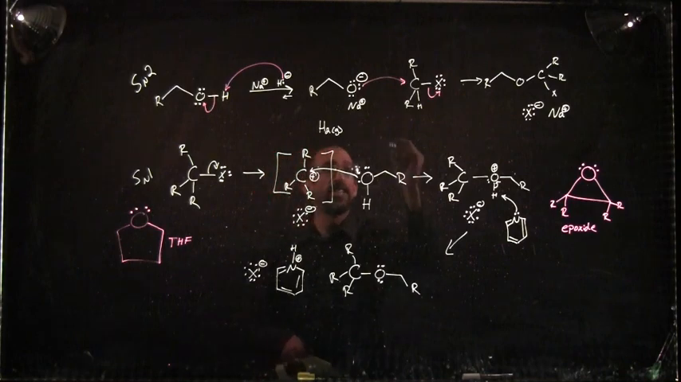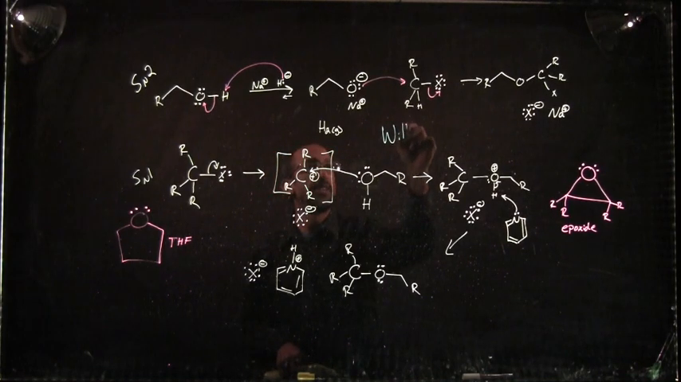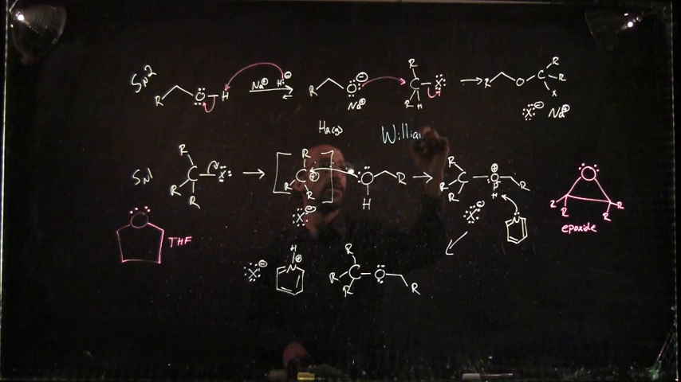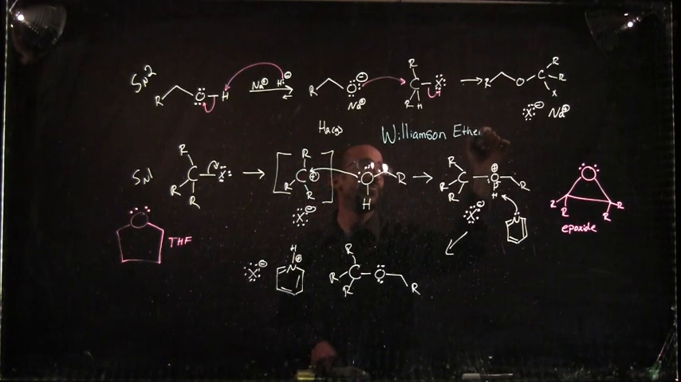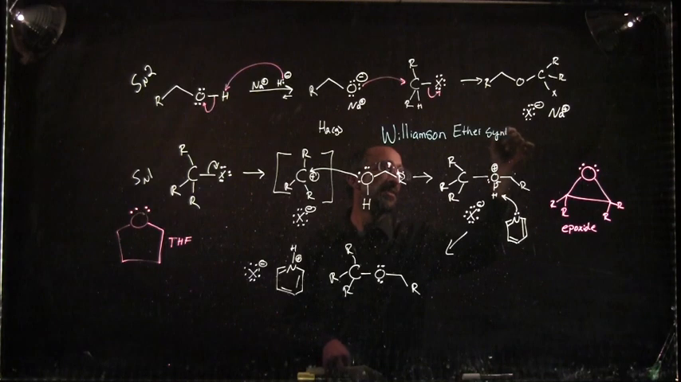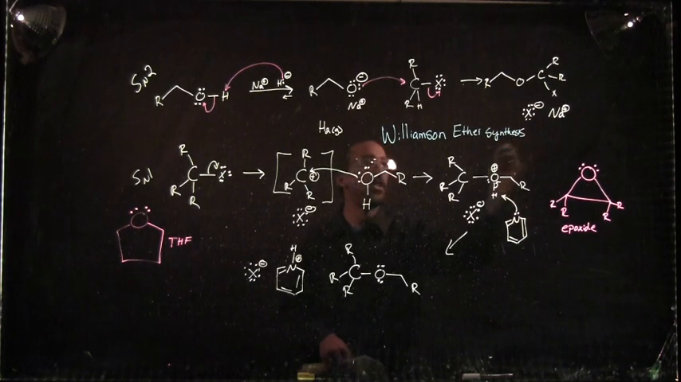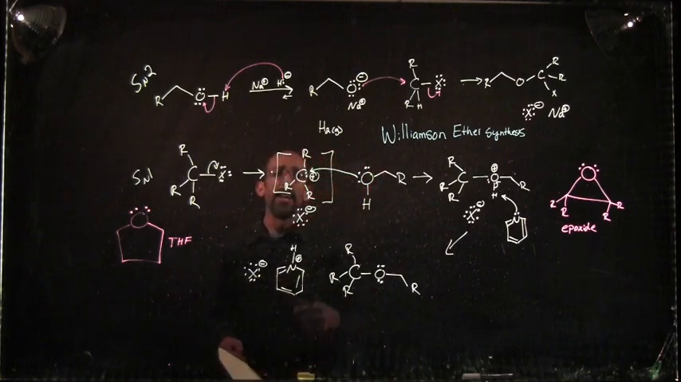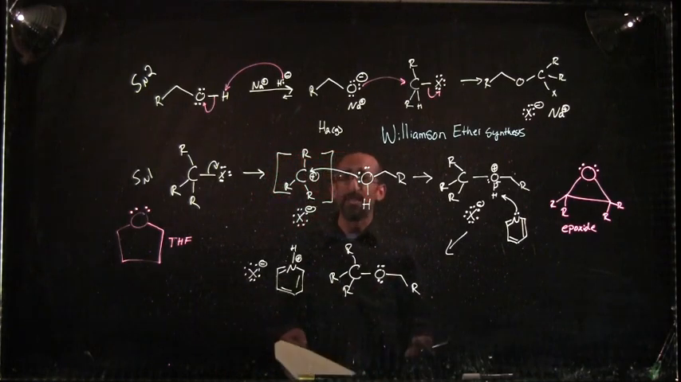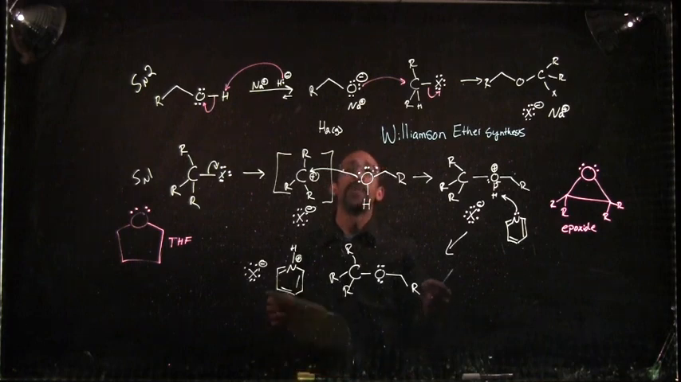This is known as the Williamson ether synthesis. It is formally the reaction between an alcohol and an alkyl halide under basic conditions to form an ether.